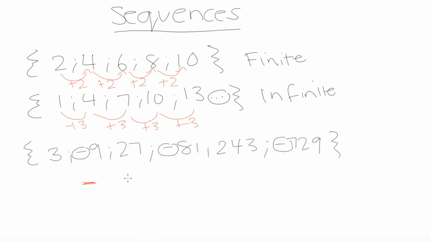And another thing that we might notice is that to get from the first term to the second term, we've multiplied by 3. To get from the second term to the third term, we've also multiplied by 3. To get here, we've also multiplied by 3, and that's actually going to be the repeating pattern that we have here. Each term is going to be multiplied by -3.